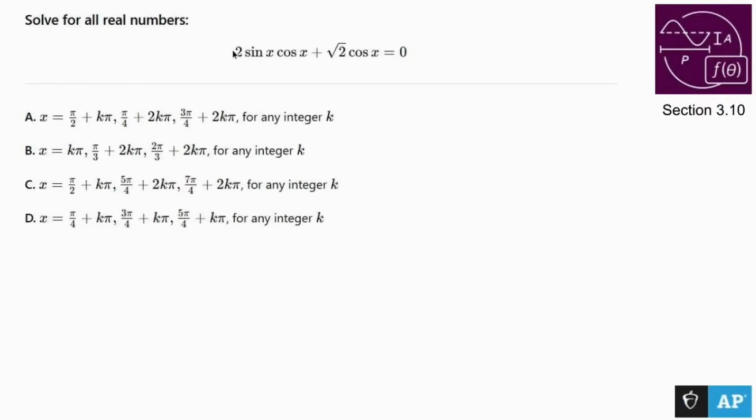Solve for all real numbers. 2 sine x cos x plus the square root of 2 cos x equals 0. Let's do first. Let's factor out a cosine x. There's a cosine x in both of them.